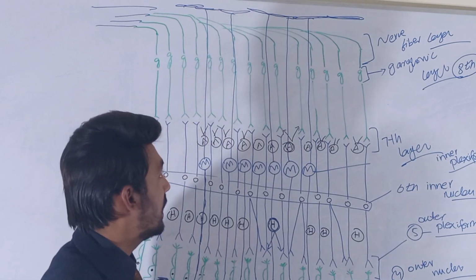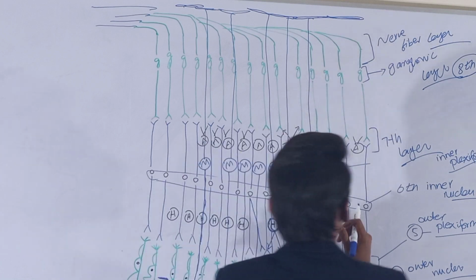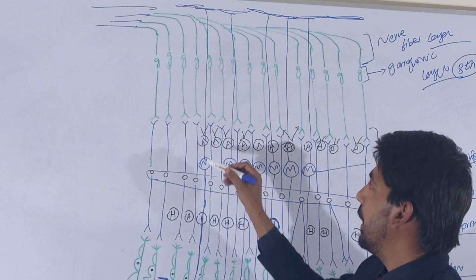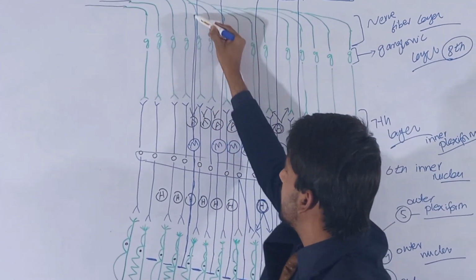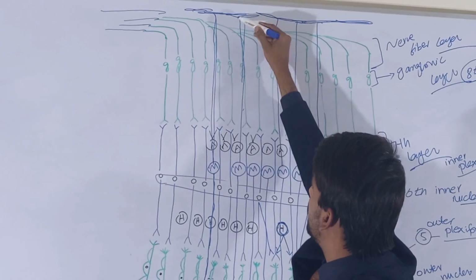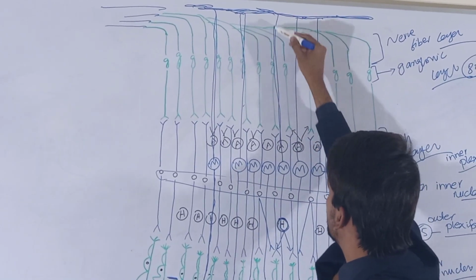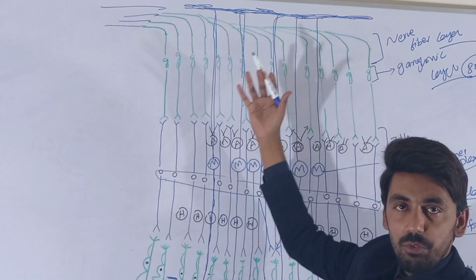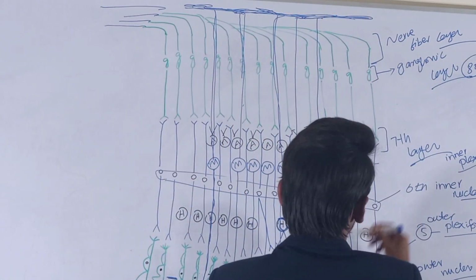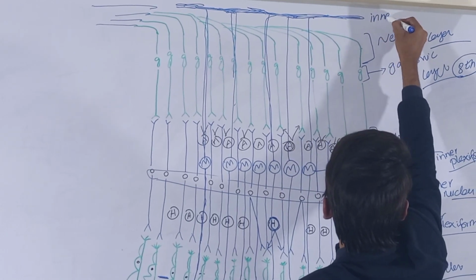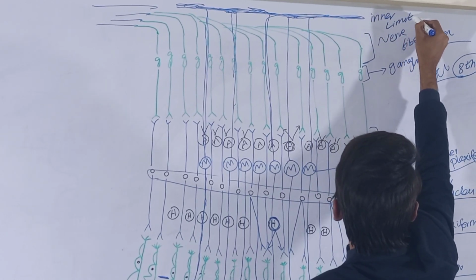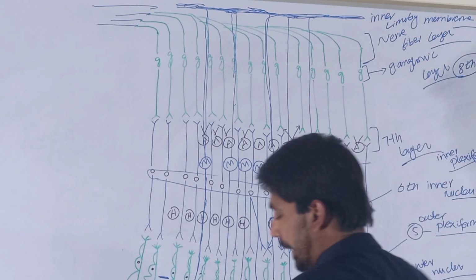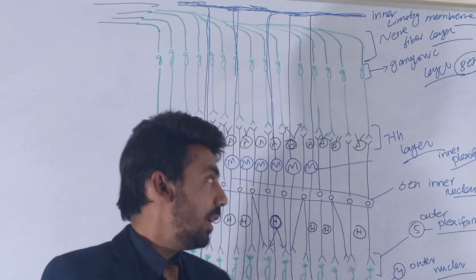And now the very last layer of the retina, as you can see, the inner portion of the molar cells is making a new layer over here, which is moving ahead towards the vitreous, and this is called the inner limiting membrane. So these are 10 different layers of the retina.